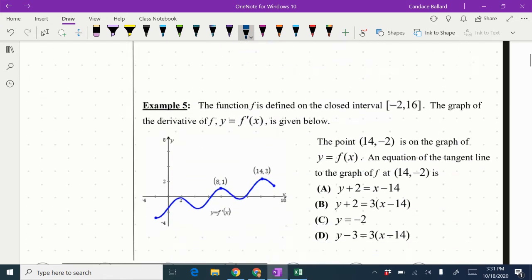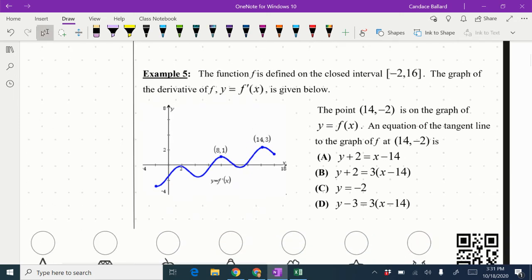All right, looking at example 5. The function f is defined on the closed interval, negative 2 to 16. The graph of the derivative, so you've got to be very careful, this is the graph of the derivative, not the original, is given below. The point is on the graph of f. So on the original graph of f, we have this point. We have to write an equation of a tangent line.